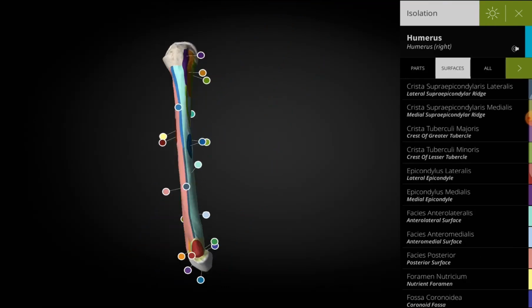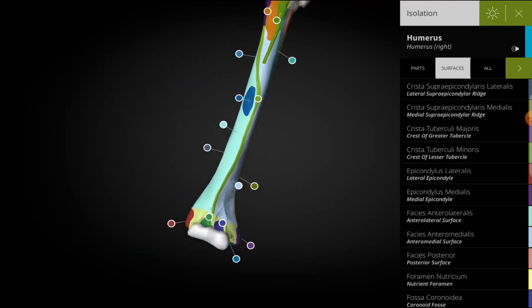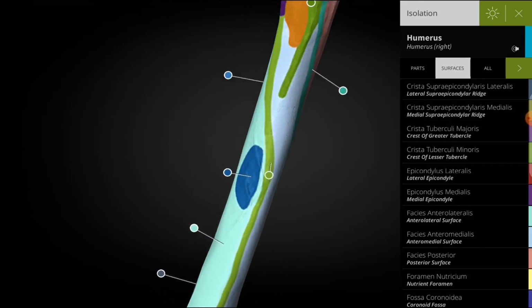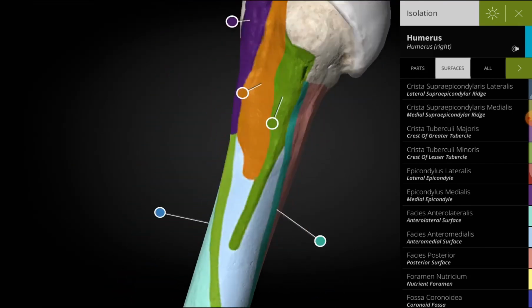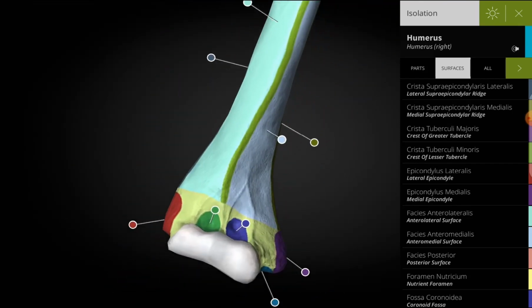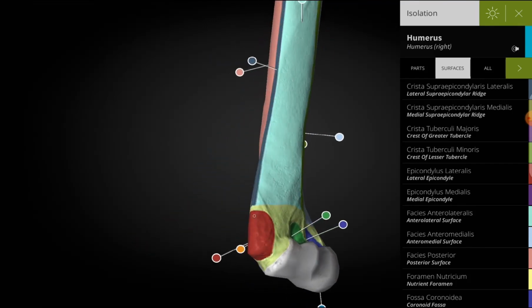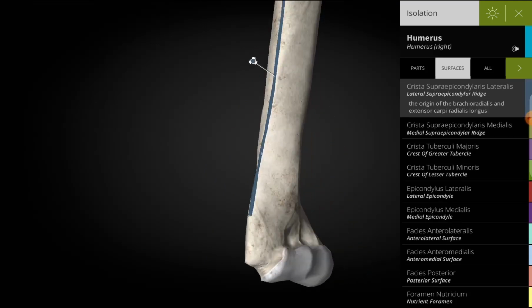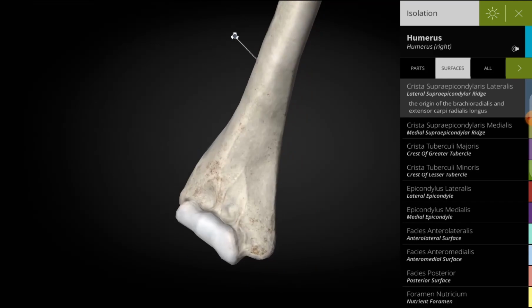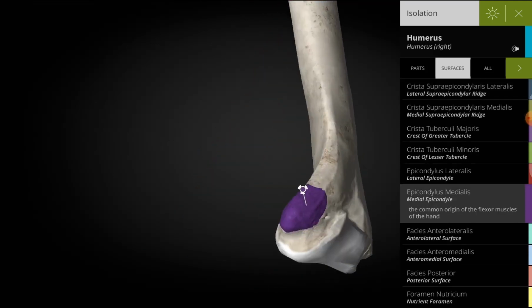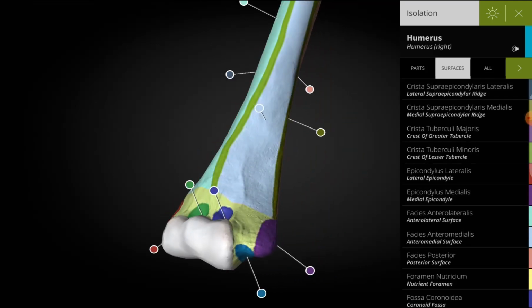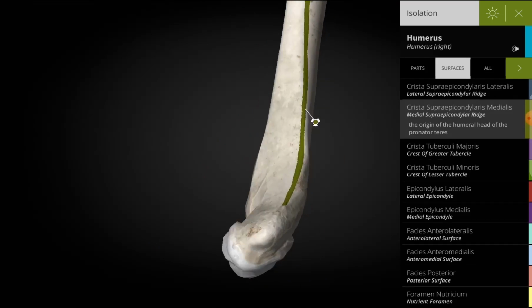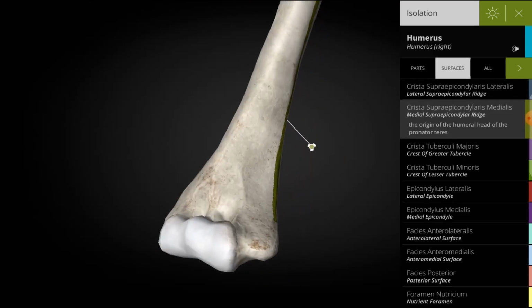Okay, and what else we can see here is that the epicondyles also have continuations, just as we saw with the tubercles at the proximal epiphysis. Here we also define these as bony ridges and we call them crests. The continuation or extension upward of the lateral epicondyle is called the crista supraepicondylaris lateralis, while the continuation or extension upward of the medial epicondyle, in the proximal direction, is the crista supraepicondylaris medialis.